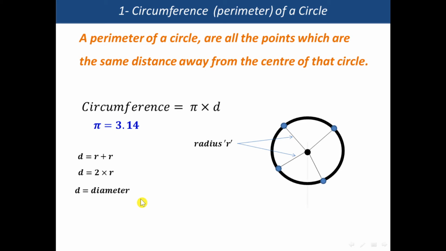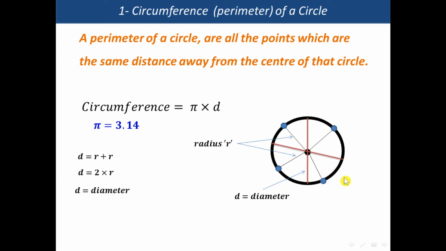What's a diameter? A diameter is a line coming from one point on the circumference going to another point on the circumference, but under one condition: it has to pass through the center of the circle. If it doesn't pass through the center, it is not a diameter. The diameter consists of 2 radii. From the point to the center is radius 1, and from the center to the other point is radius 2. That's why I said 2 multiplied by radius is a diameter, or radius plus radius.